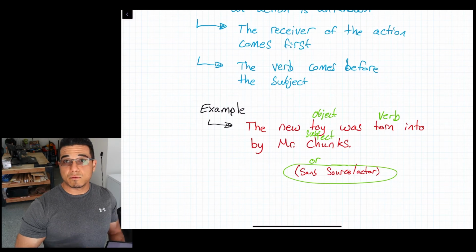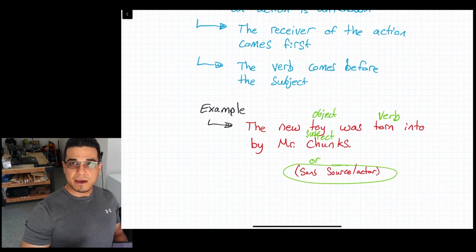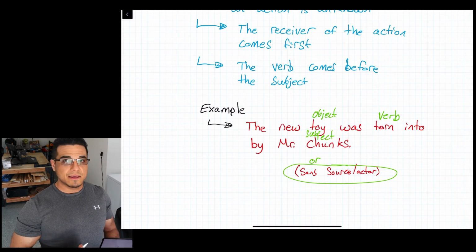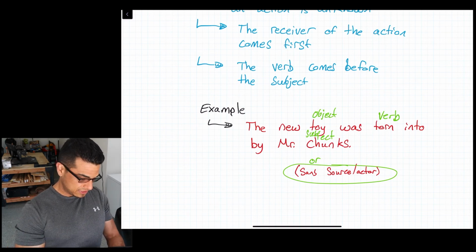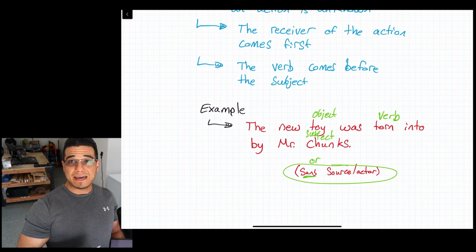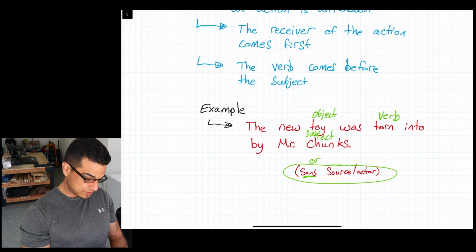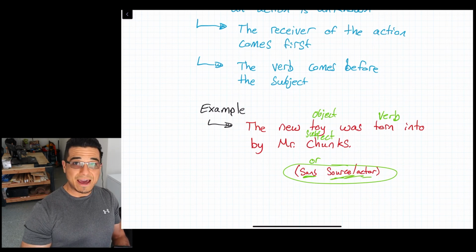This is just kind of a repeat of what I was saying earlier, how in some cases the person or thing responsible for the action is omitted altogether. So you'll see the word sans. This is Latin for without or excluding. So this means without a source, or an actor.